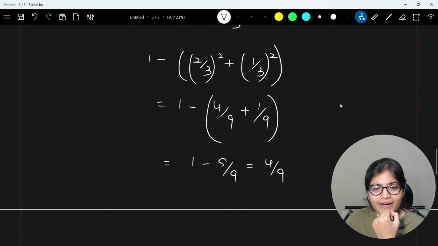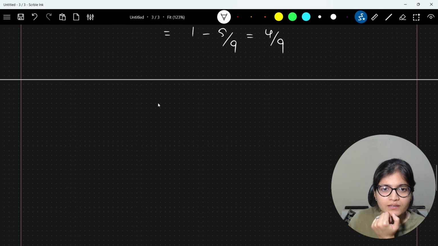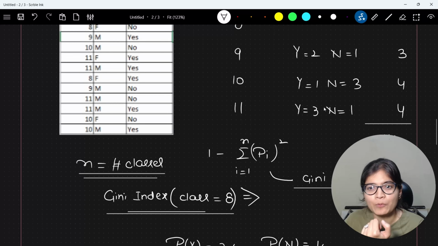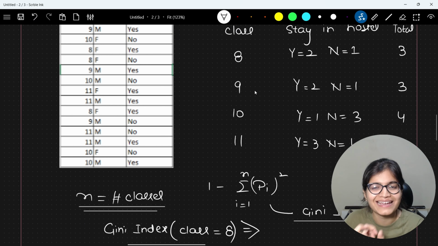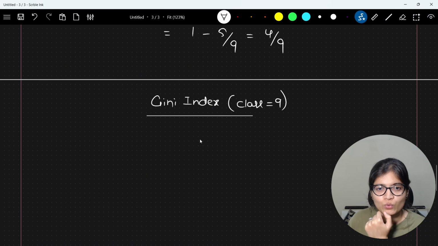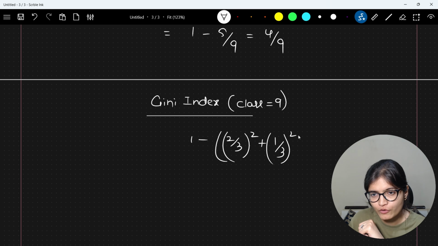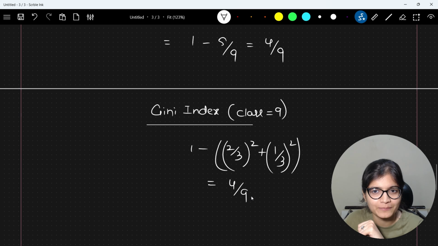Moving ahead, let's calculate the Gini index when the class is equal to 9. Again, the probability of yes in class 9 is 2 by 3 and the probability of no is 1 by 3. So I can say 1 minus 2 by 3 is the probability of yes plus 1 by 3 is the probability of no. The answer will be equal to 4 by 9.